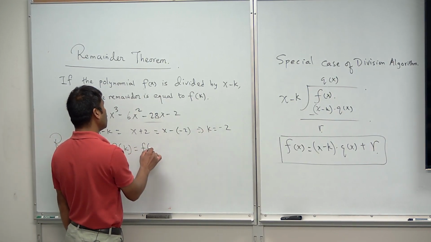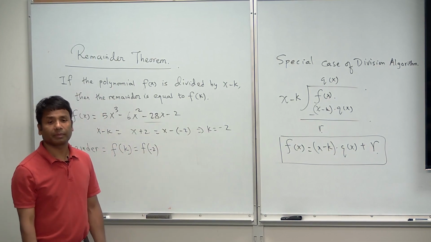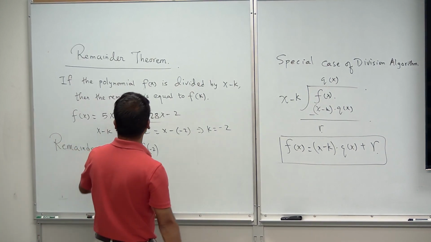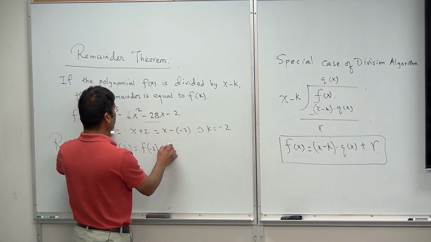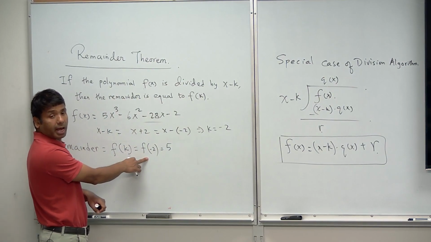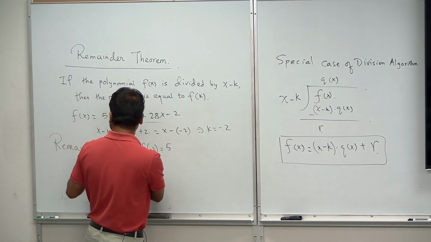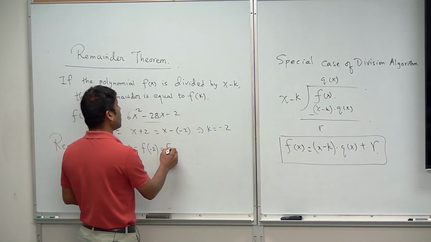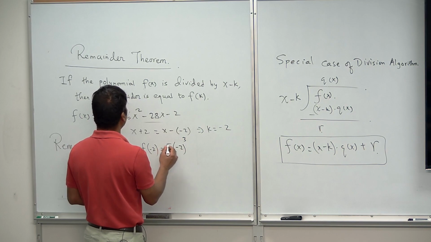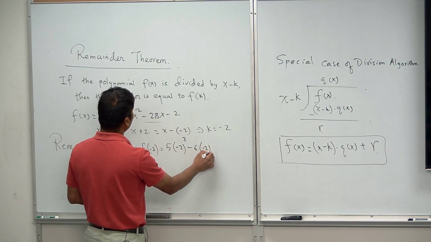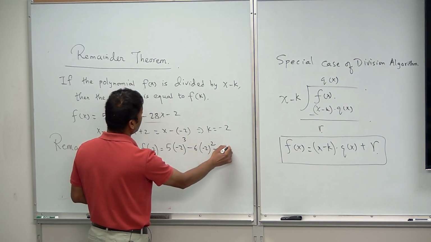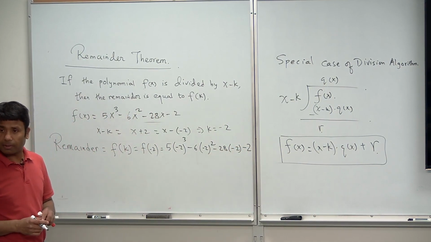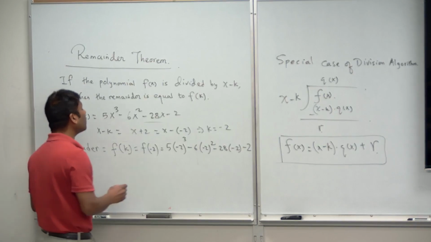So now that is going to be f of what? What is k? Negative 2. f of negative 2. Are you with me? So now you plug in negative 2 here, because this is your f(x), right? So how do you evaluate f of negative 2? This is f(x). This is f of negative 2. So 5 times negative 2 to the power 3 minus 6 times negative 2 squared minus 28 times negative 2 minus 2. Good?